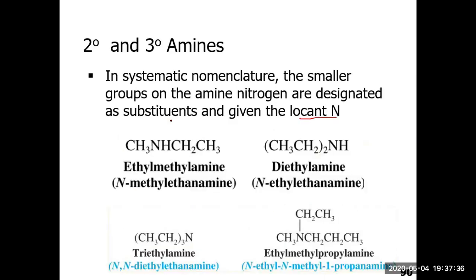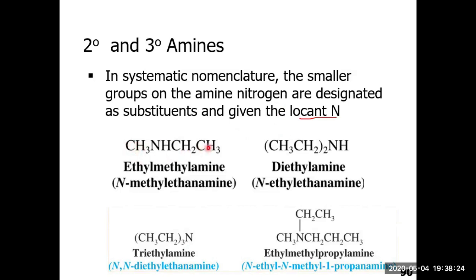All right, so another way of naming secondary and tertiary amines in systematic nomenclature is that the smaller groups on the amine nitrogen can be designated as substituents, and they can be given the locant N. Now, for this systematic nomenclature, we have to first find the parent, and the parent should have the most number of carbon atoms and contain the nitrogen.